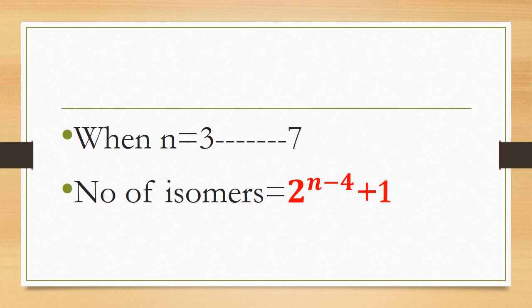The first formula: remember that in this presentation n means the number of carbon atoms. When the number of carbon atoms is from 3 to 7, you can use this formula to find the number of isomers: 2^(n-4) + 1.